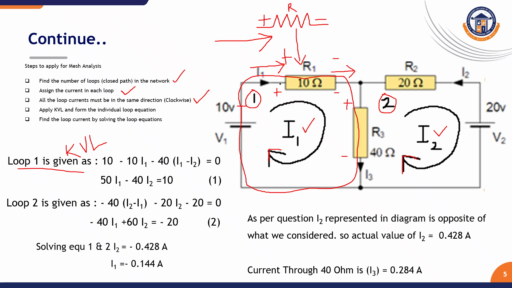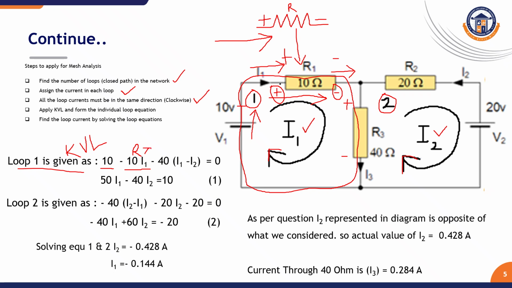Now I'm going to apply the KVL. I start from the negative terminal of the battery. Negative to positive is a rise in potential, so I measure plus 10 volt. Here the current passes from positive to negative, which means a fall in potential, a drop in potential. So minus 10 into I1, where 10 is the resistor value and I1 is the loop current.